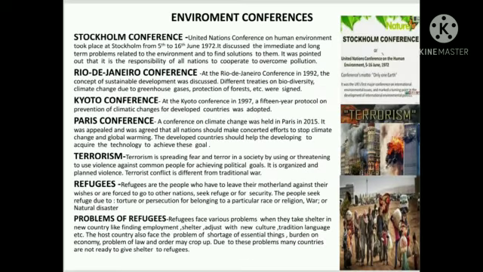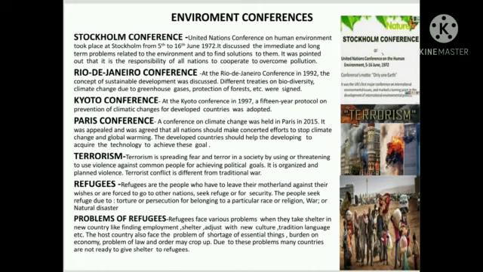The United Nations Conference on Human Environment took place at Stockholm from 5th to 16th June 1972. It was pointed out in this conference that it is the responsibility of all nations to cooperate to overcome pollution. The next conference was held at Rio, in which the concept of sustainable development was discussed and different treaties on biodiversity, climate change due to greenhouse gases, and protection of forests were signed.